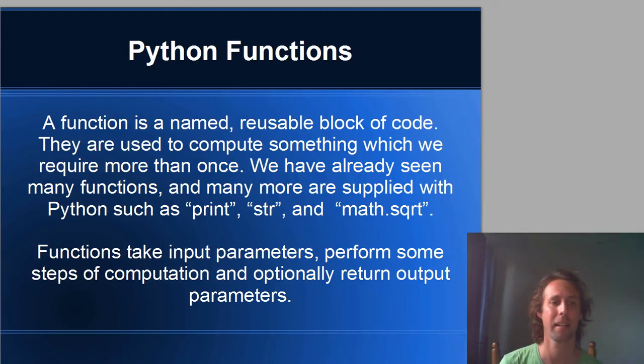We're going to be talking about Python functions today. So a function is just a reusable block of code so that we don't have to type things out 500 million times. A lot of functions we've seen already, things like print and string, but there's a whole lot more supplied with Python that we'll have a look at as we go. So math.squareRoot is an example. A function basically takes some input data, it performs a bunch of steps, and it returns some value optionally.